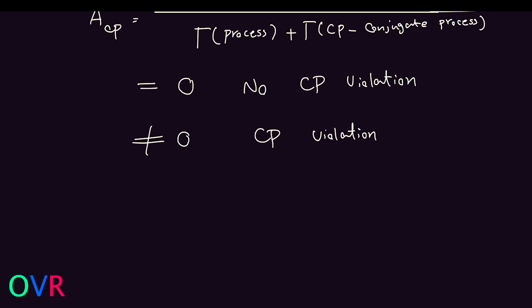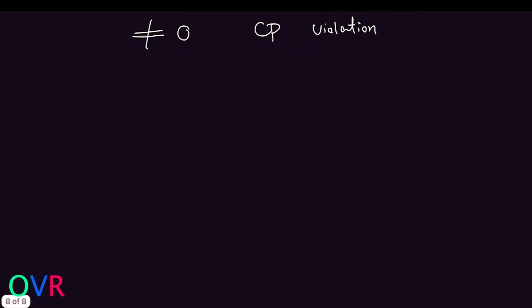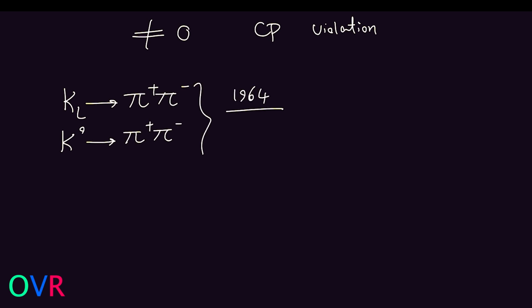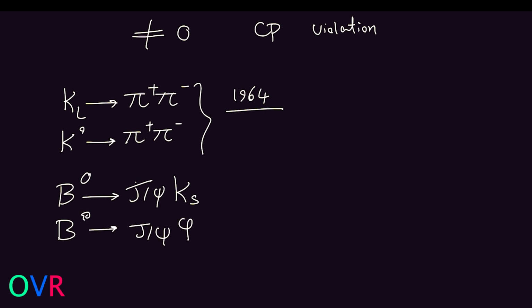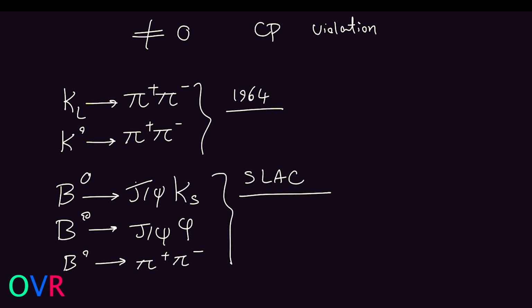And these processes are observed in laboratories. Certain decays, for example, the long-lived kaon decays into pi plus and pi minus. In 1964, James Cronin and Val Fitch measured the discrepancy in the decays of the kaon. Another one is the B meson, the mesons that are made out of the bottom quark. They have a certain decay channel. They decay into a J/psi, which is charmonium, and Ks, or B0 decays into J/psi and a phi, or B0 decays into pi plus and pi minus. These ones were measured at SLAC in the early 2000s.